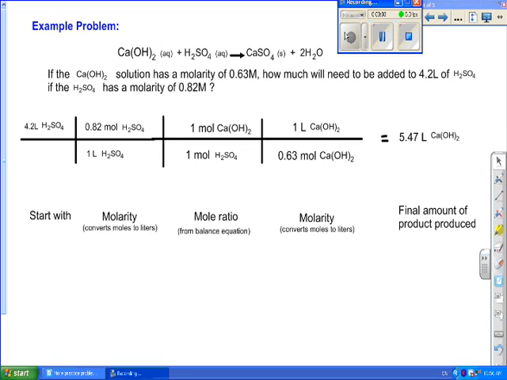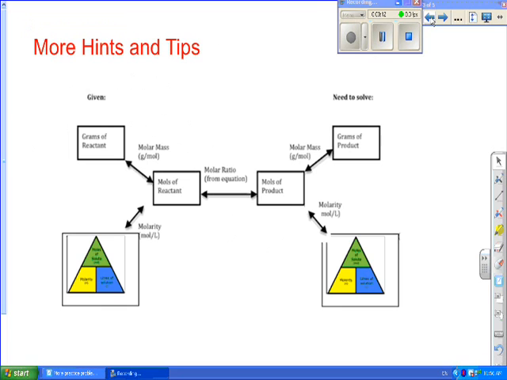Hopefully, after doing these past two problems, you have a better understanding of what you are doing and can head to the actual practice problems that you can do on your own. Remember, if you're ever stuck, take a look at this picture. It'll really help you out.